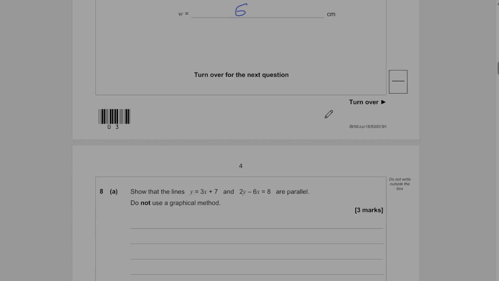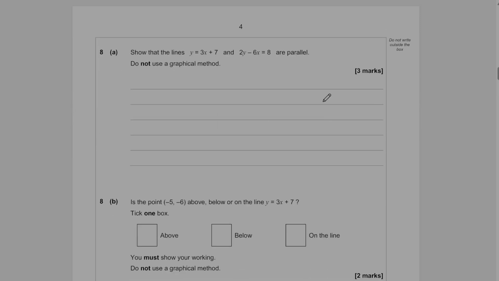Okay, question 8. Show that the lines y is equal to 3x plus 7 and 2y minus 6x is equal to 8 are parallel. So for them to be parallel, their gradients must be the same. So I'm going to say m must equal 3 for both, in the form y equals mx plus c.